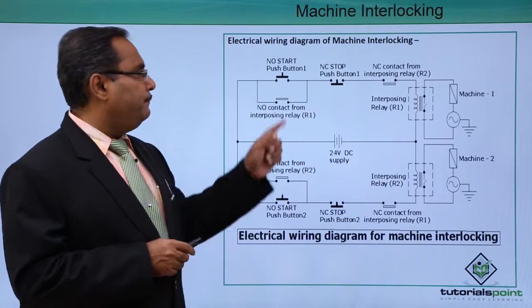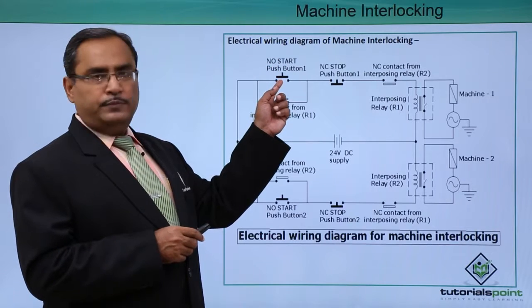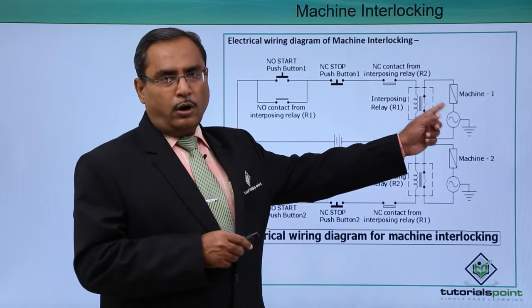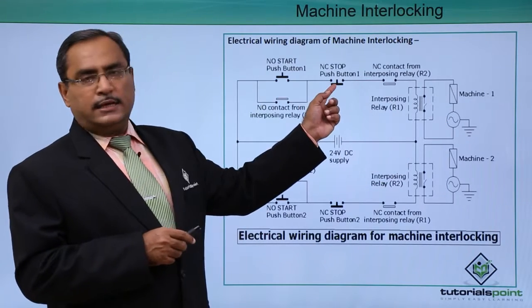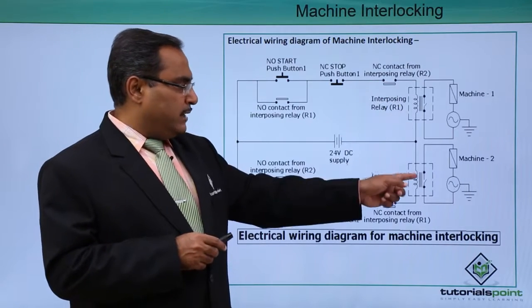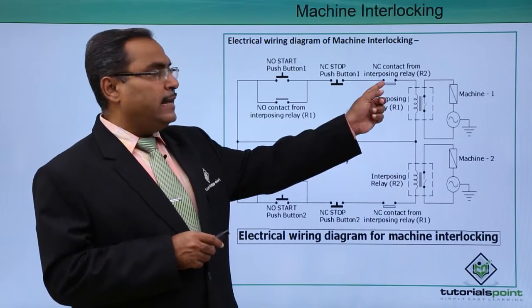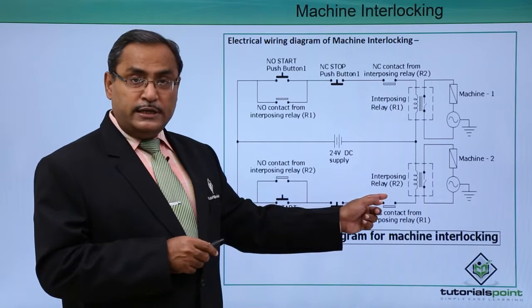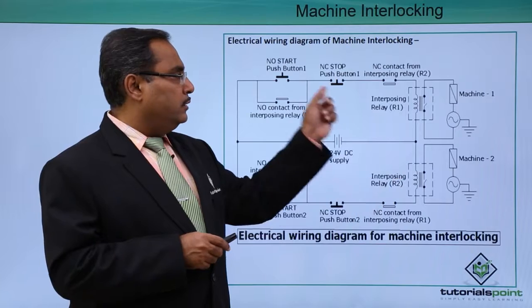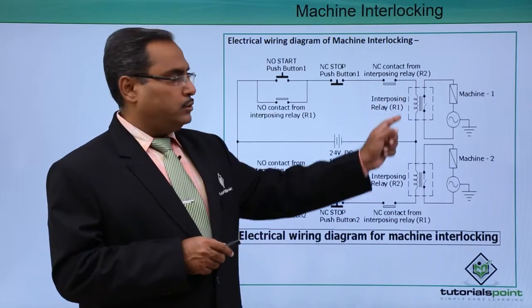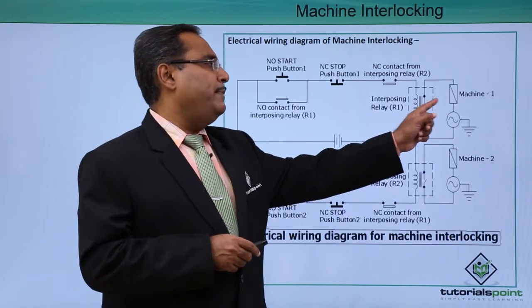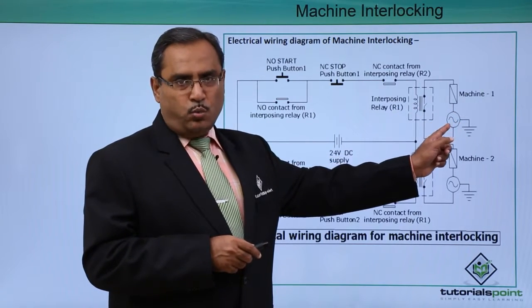Now, what is happening? There is a NO start push button for motor 1 or machine 1, and here is the stop push button for motor 1. And here we are taking the NC contact of interposing relay R2. So when R2 is on, the circuit cannot be made, so this interposing relay cannot get the power supply that would turn machine 1 on.